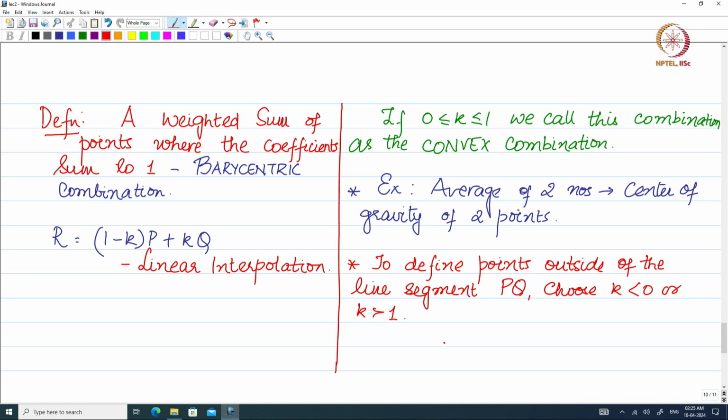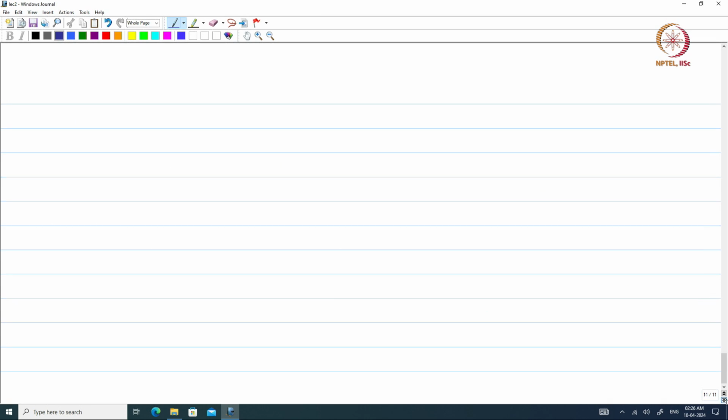That means you have this point P and you have this point Q. If k is between 0 and 1, that is 0 less than or equal to k less than or equal to 1, you get values here on the segment. If you want to get points beyond, here and here, you choose k appropriately, with k less than 0 or k greater than 1. Is that okay?